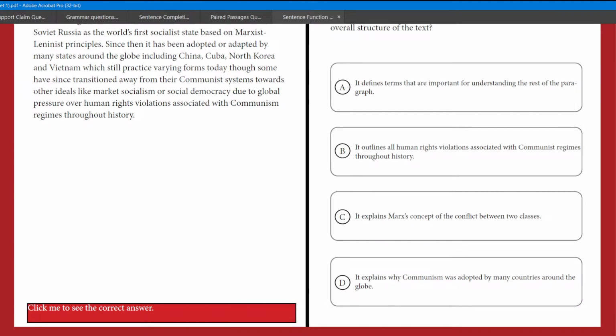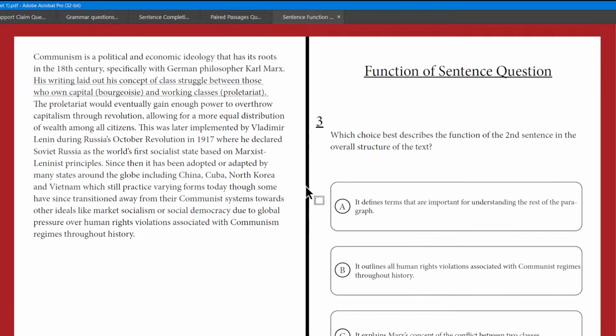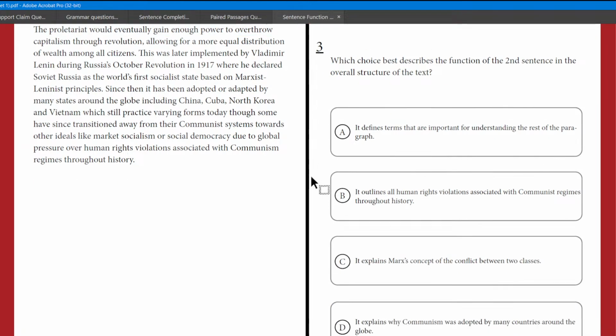All right. This is the one where I see the most divergence. I see a 50-50 split. Some people said A, some people said C. We have a little civil war here over these two. Let's take a look. His writing laid out the concept of class struggle between those who own capital, bourgeoisie, and working classes, proletariat. Some of you say defines terms. Some of you say explains Marx's concept of the conflict between two classes. Good. I wanted to trick people here. I have succeeded. I am the master of tricks.